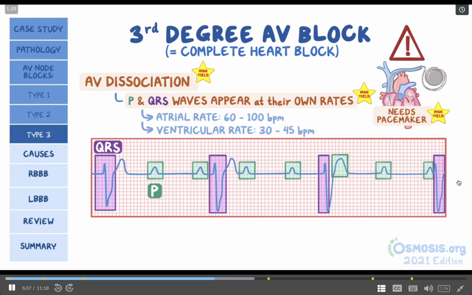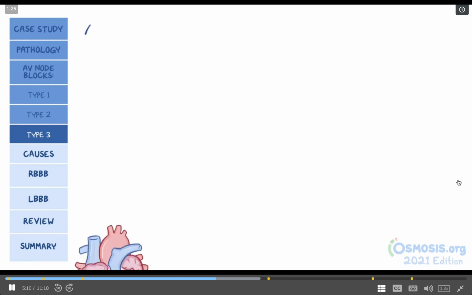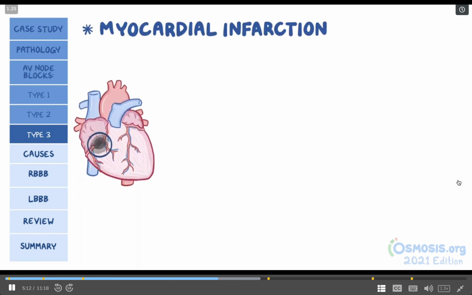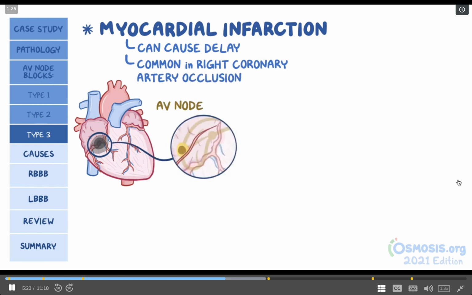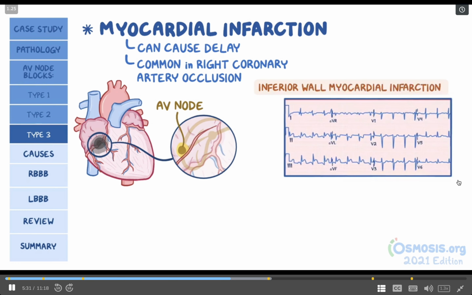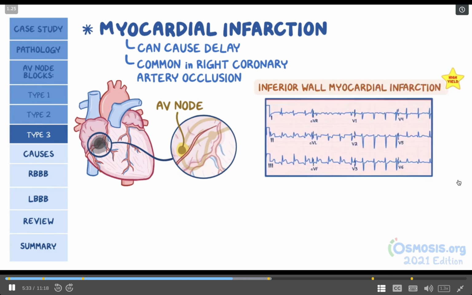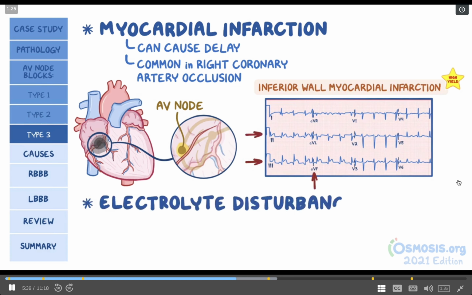All right, so a lot of things can cause the three types of AV block. A myocardial infarction may involve the conduction pathway, causing a delay in electrical conduction. This is especially common in right coronary artery occlusion because it gives off a small branch that supplies the AV node. On the exam, a clue towards right coronary artery occlusion would be a case of inferior wall myocardial infarction, indicated by elevation of the ST segments in leads 2, 3, and AVF. Also, electrolyte disturbances like hyperkalemia can alter the membrane potential.